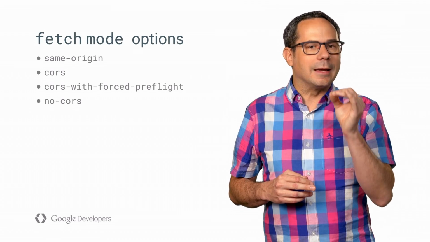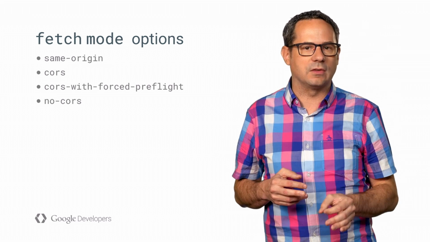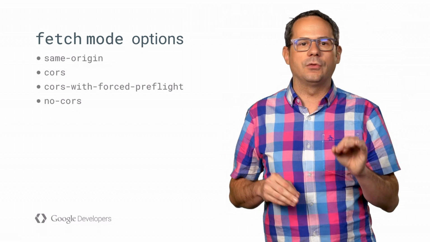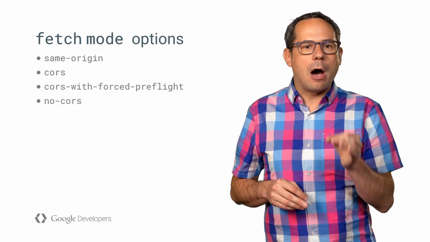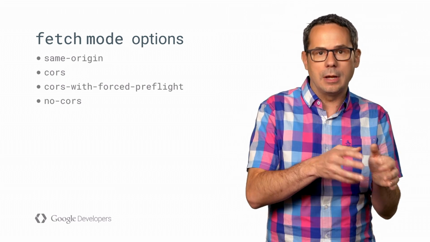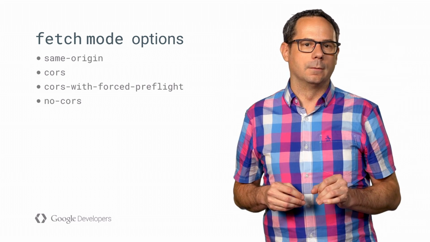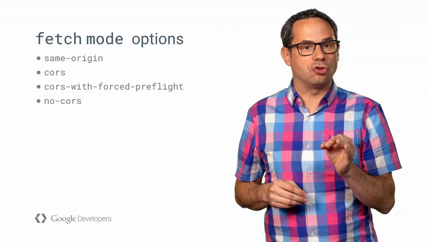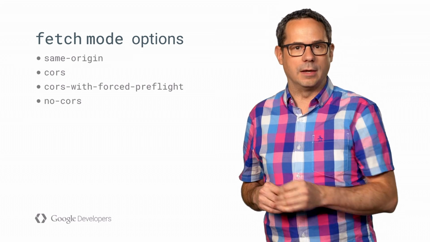I can also tell the browser specifically how I want it to handle cross-domain requests with one of four mode options. I can set mode: same-origin to ensure that only requests made to the same origin are possible. Anything else is rejected. I can set mode: cors to allow requests for assets on the same origin and on other origins which return the appropriate headers. I can force pre-flight checks to always occur with mode: cors with force pre-flight.